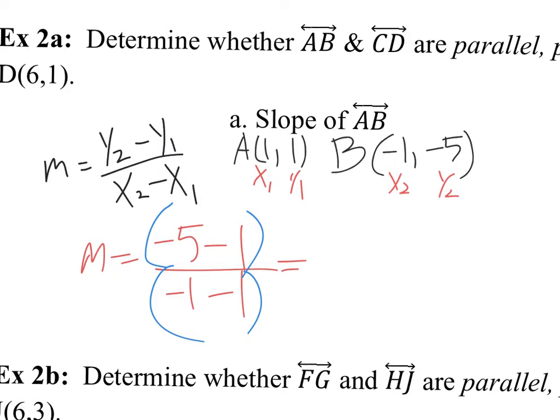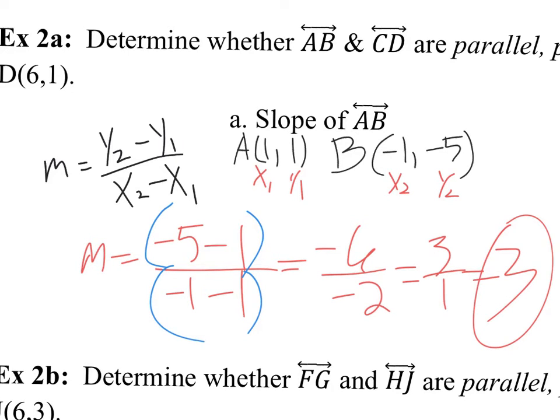But anyway, negative 5 minus 1 is negative 6. And negative 1 minus 1 is negative 2. Negative 6 divided by negative 2 is 3 over 1, or simply just 3 if it's a whole number. Whenever you're working these slope problems, I'll want you to reduce the fraction. If it's a whole number, writing it over 1 is no big deal. But if you get a fraction like 25 over 50, 25 is half of 50, I'll want you to reduce it to 1 over 2, okay?